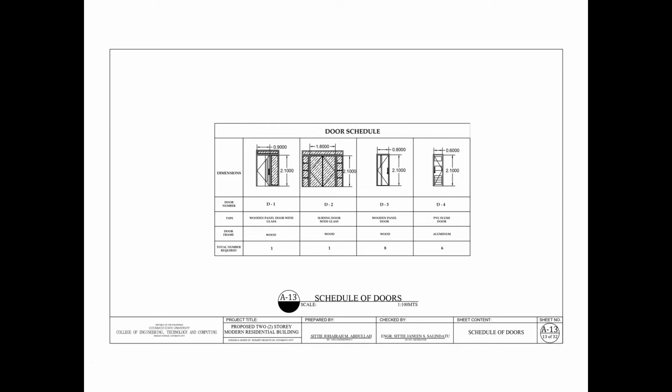For door 1, its type is wooden panel door with glass, and its door frame is wood. For door 2, it is a sliding door and its door frame is aluminum. For door 3, it is a wooden door that can be bought at Shopee and its door frame is wood also. Lastly, door 4 is a PVC flush door and its door frame is PVC. I've also indicated the dimension of each door and its total number required.